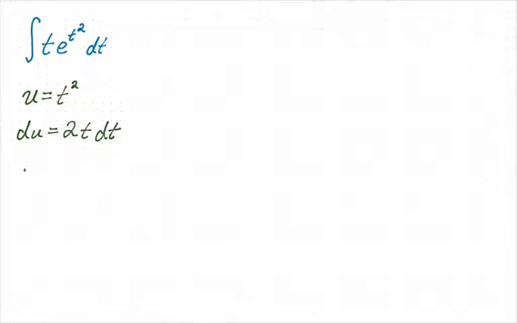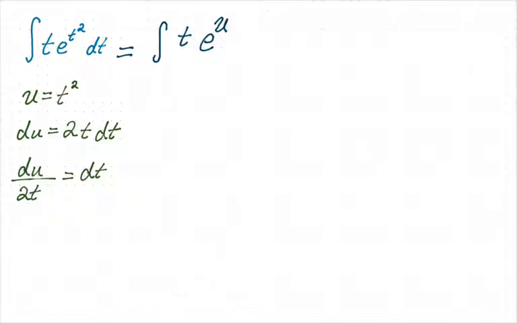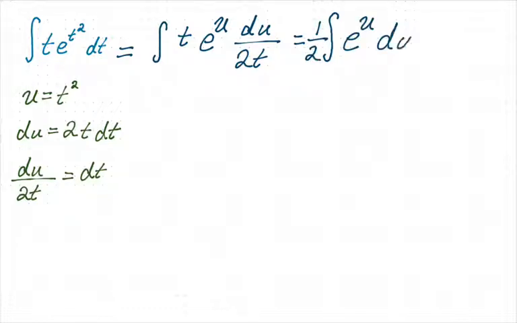So du over 2t is equal to dt. So that means that this guy is equal to the integral of t times e to the u, and that dt becomes du over 2t. And now the t's will cancel out. We'll die a cruel and horrible death, as it were. And this will simplify like so.